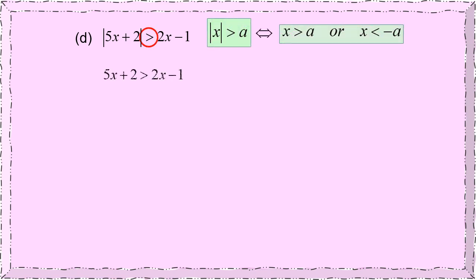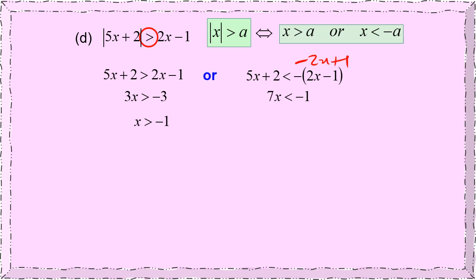Okay, so let's do the last question, D. Absolute 5x plus 2 is more than 2x minus 1. Directly using the definition, we have 5x plus 2 more than 2x minus 1, following the question. Or, because it's more, it's or, 5x plus 2 is less than negative of 2x minus 1. So solve for each of the inequalities. We have 3x more than minus 3, so x is more than negative 1. Here we have negative 2x plus 1, so 7x less than negative 1. So x is less than negative 1 over 7.